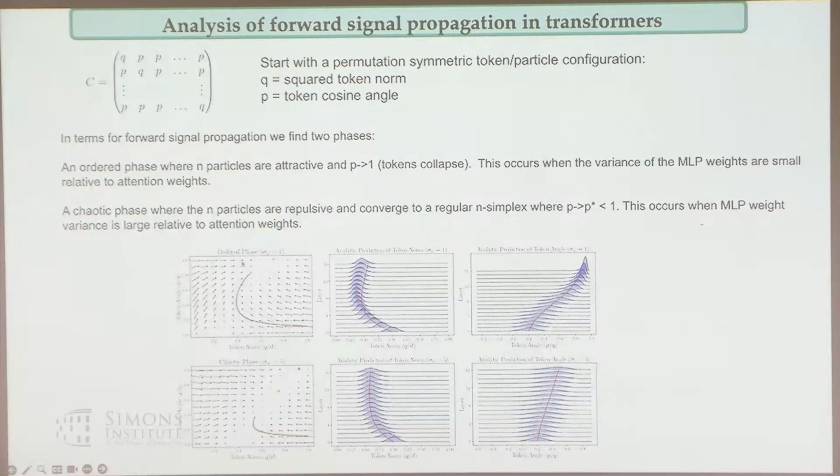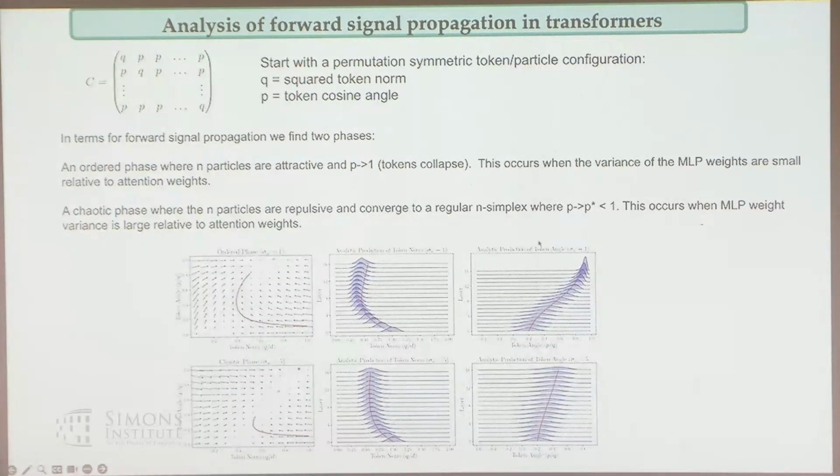This is the dynamics of our derived recursion relation in a two-dimensional space spanned by P over Q. So P over Q is the cosine angle, and then the token norm normalized by the dimension, right? So this is a nice coordinate system where everything occurs between 0 and 1 here and 0 and 1 here. This is the vector field. And you can see that in the ordered phase, there's a single fixed point here. There are no other fixed points. So no matter where you start, you always have to end up here. This is an example trajectory for a 16-layer transformer.